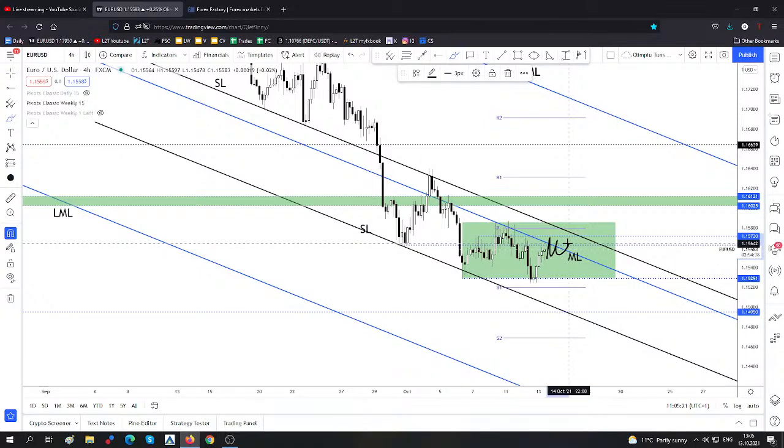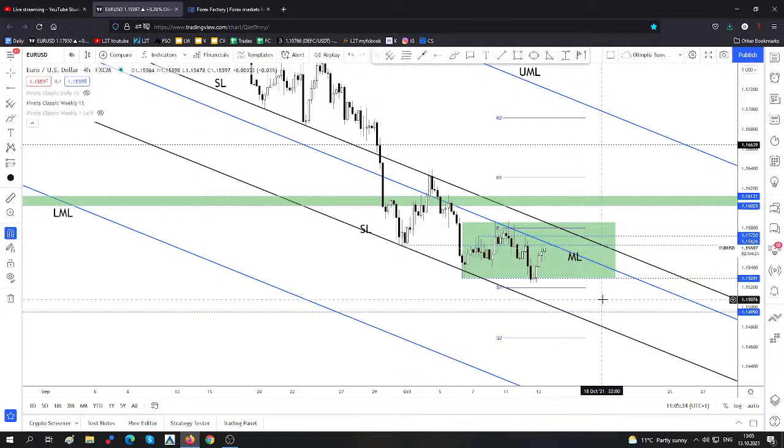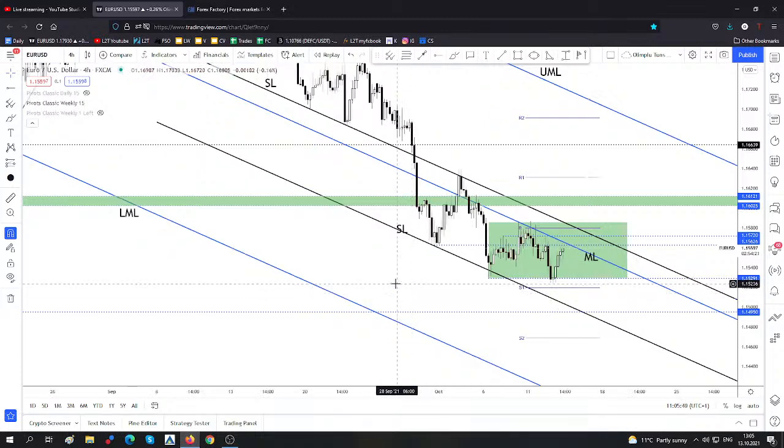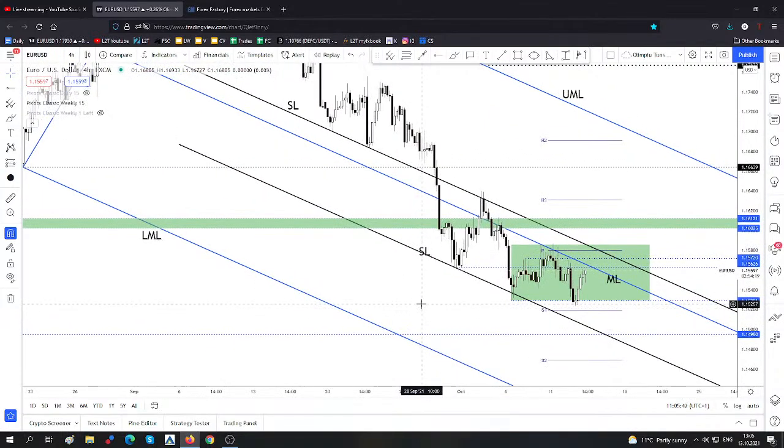Also, if it makes a value breakdown below the S1, then maybe this pair will drop deeper. Right now in the short term, we don't have really good setups, because traders are waiting for the US inflation data, and maybe the FOMC meeting minutes, before taking action. So we'll wait for these high impact events before sharing our trades with you guys.